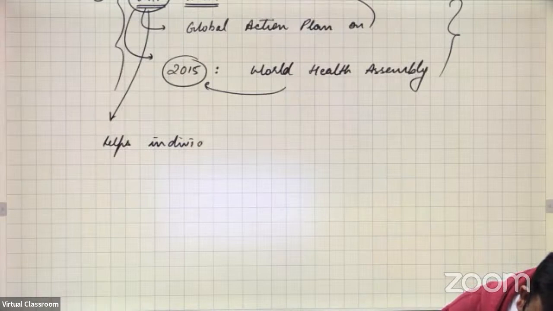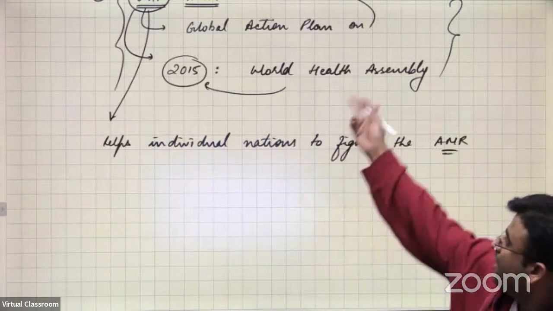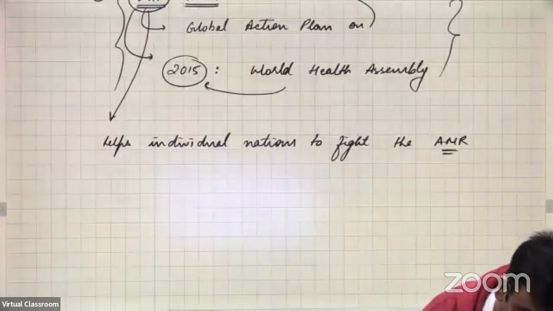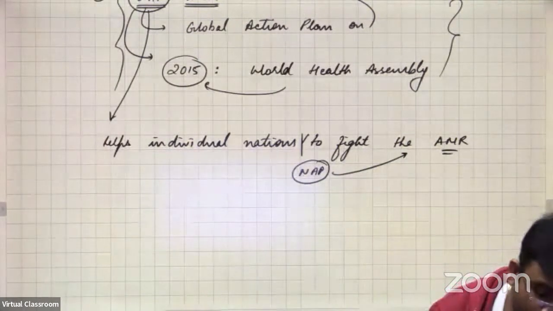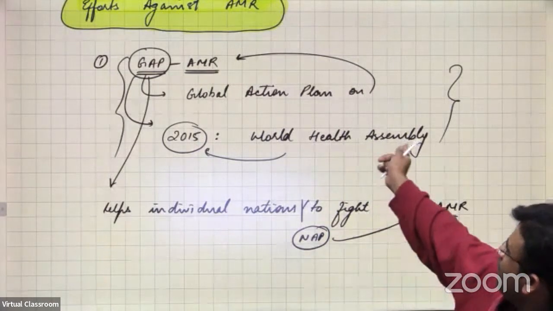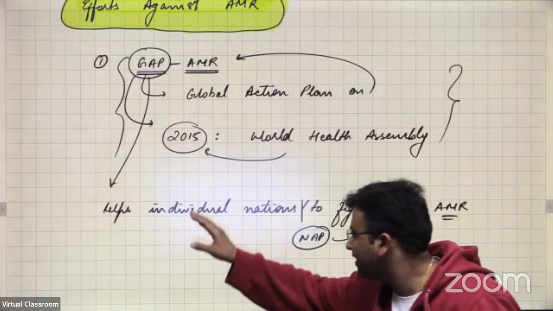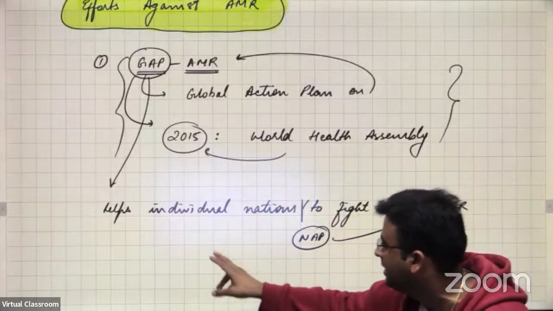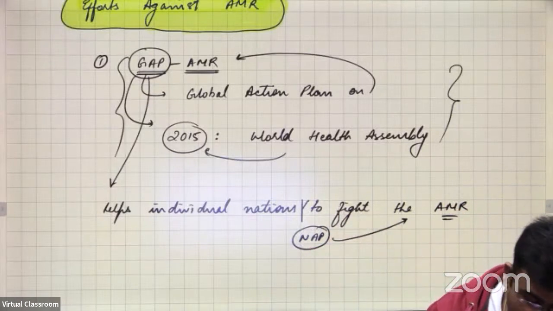to fight the antimicrobial resistance. ये ग्लोबल एक्शन प्लान बाकी सब देशों को अपना अपना नेशनल एक्शन प्लान बनाता है. So help individual nations to develop its national action plans to fight the antimicrobial resistance. This is the first effort against the antimicrobial resistance, that in the backdrop of the World Health Assembly 2015, Global Action Plan on Antimicrobial Resistance was adopted, and this global action plan is to act as an agency to help individual nations develop their own national action plans to fight the antimicrobial resistance.